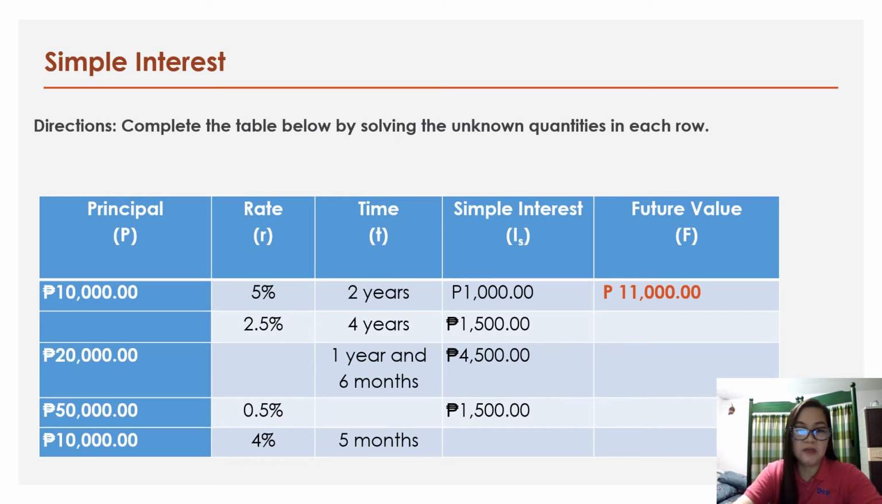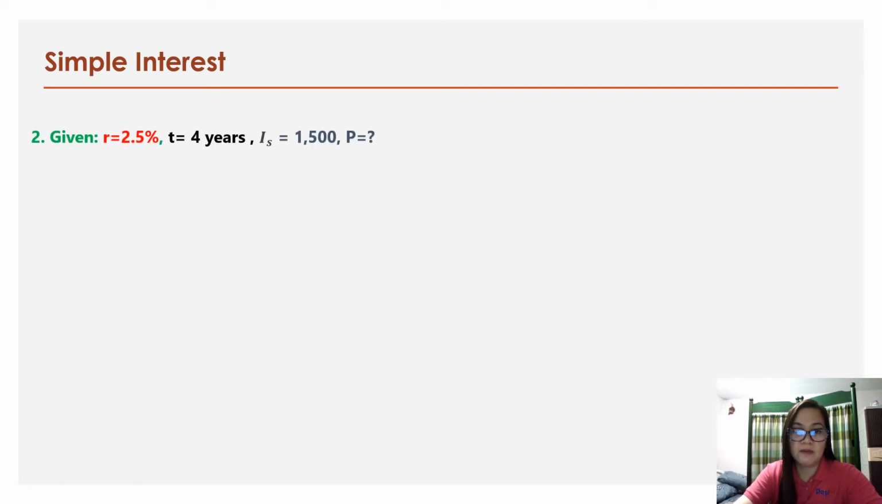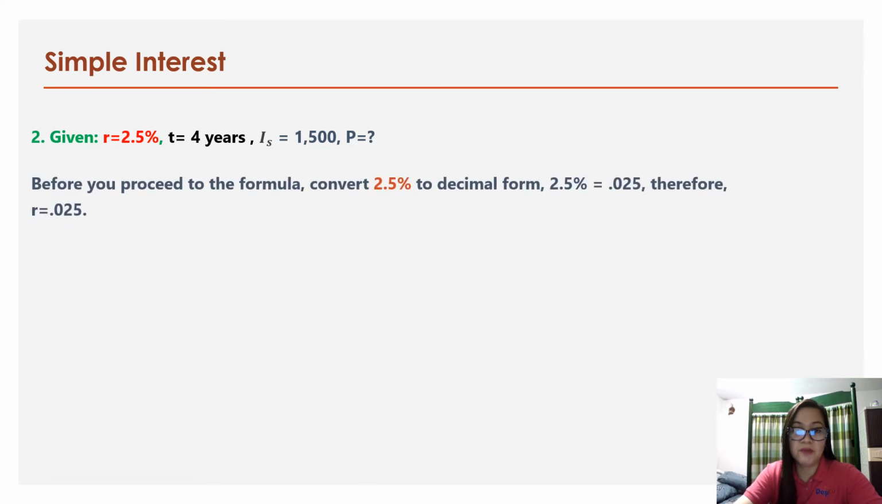Okay, next we go to the next column. The principal is unknown. Rate is 2.5%. Time is 4 years. And the simple interest amount is 1,500. So these are the given. Before you proceed to the formula, we're going to convert 2.5% to decimal form, and that would be equal to 0.025. Therefore, R is equal to 0.025.